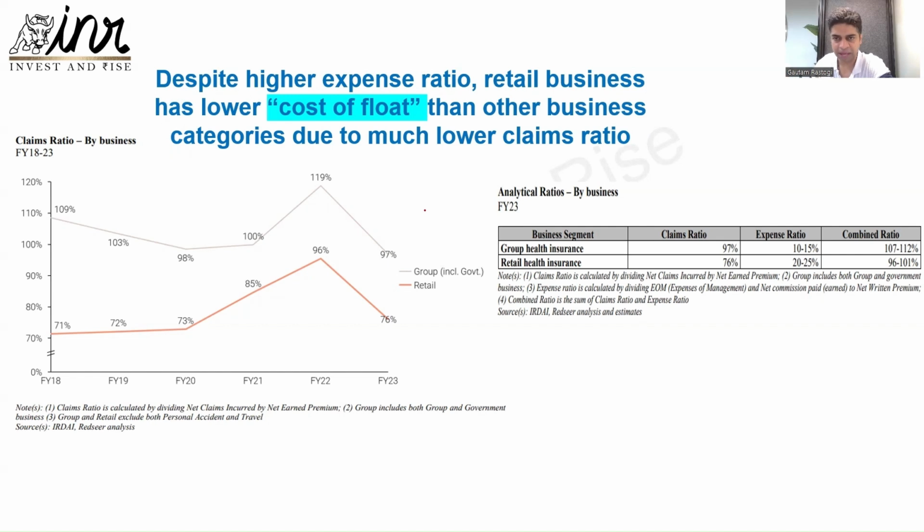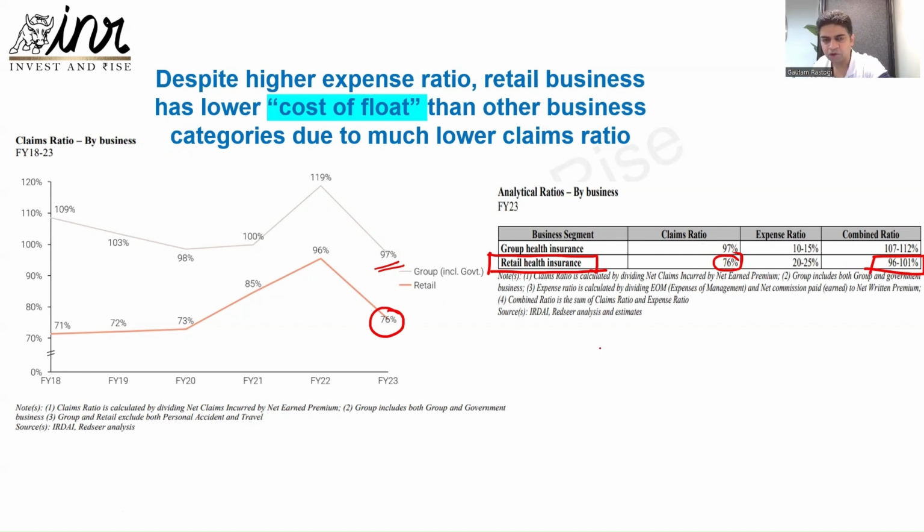See, the key message on this page is that the retail segment is an attractive segment, because it has a lower combined ratio vis-a-vis your group and government segments. And the reason it has a lower combined ratio is that it has a very controlled claim ratio. It has a very low claim ratio vis-a-vis other segments. Although it has a higher expense ratio because it has so many agents to sell policies, overall it has a low combined ratio because of a very controlled claim ratio.